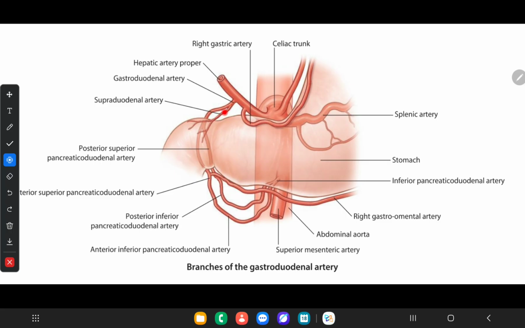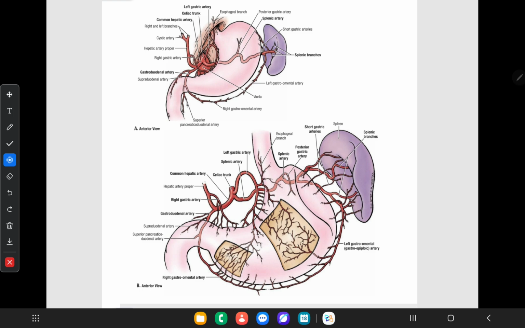This is the gastroduodenal artery, and it descends posterior to the first part of the duodenum. You can see it descends posterior to the first part of the duodenum and divides into the right gastroepiploic and superior pancreaticoduodenal arteries. I told you the gastroduodenal artery divides into two main branches: the superior pancreaticoduodenal artery and the right gastroepiploic artery.